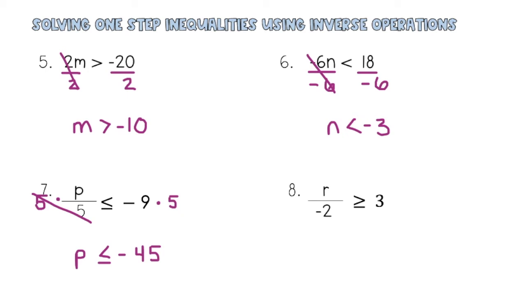Number 8, r divided by negative 2 is greater than or equal to 3. To get my variable by itself, I'm going to do the inverse operation. So we're going to multiply by this negative 2. Negative 2 times negative 1/2 cancels out to be 1, so r is all by itself. I'm going to leave my inequality symbol the same, and 3 times negative 2 is negative 6.